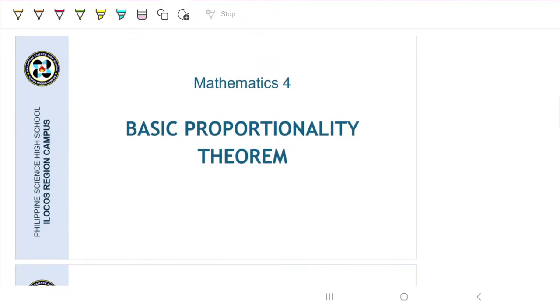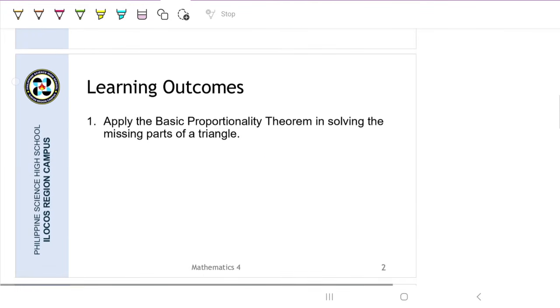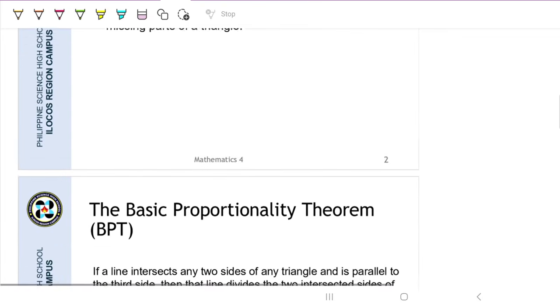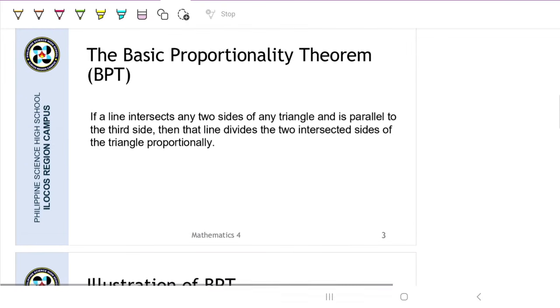Hello everyone, in this video we are going to learn about the basic proportionality theorem. At the end of this lesson, you should be able to apply the basic proportionality theorem in solving the missing parts of a triangle. So let's look at the theorem.